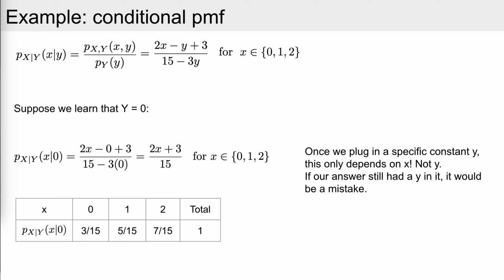Finally, we can use this formula to calculate a conditional probability table for x given y equals 0. Importantly, all of the probabilities here are non-negative, and they sum up to 1 across all possible outcomes of x equals 0, 1, or 2.